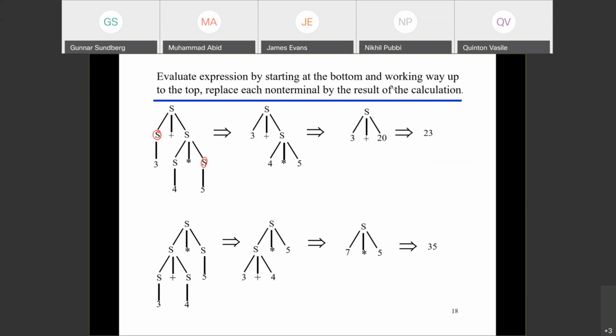So you solve that here. Now 3 into plus 20 is all a combination of terminals, no non-terminal here, and you can find the answer here, 23. And let's say we have this another tree here. We replace this S and this S with 3 and 4, and we got this one. We solve that, which is 7, and then we replace this S with 7, and then 7 into 5 we have 35.